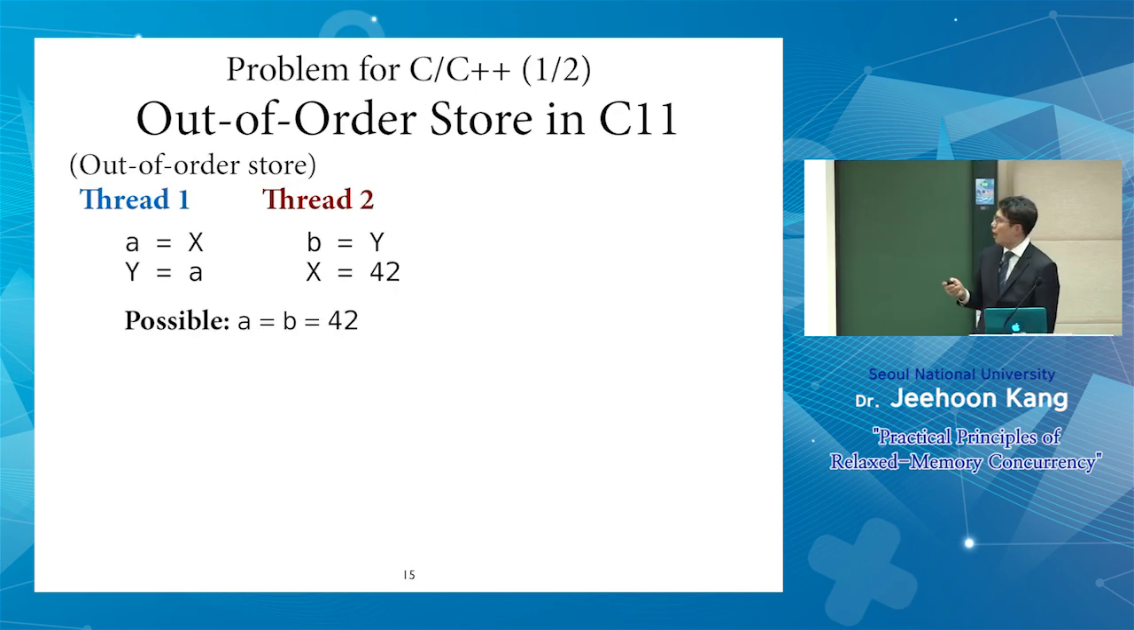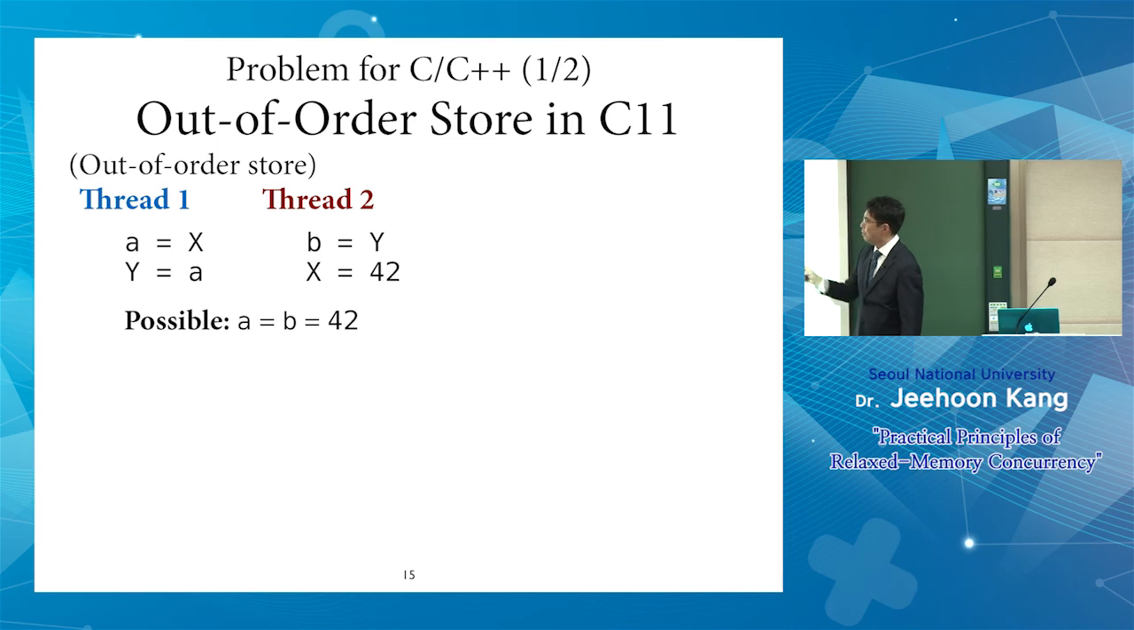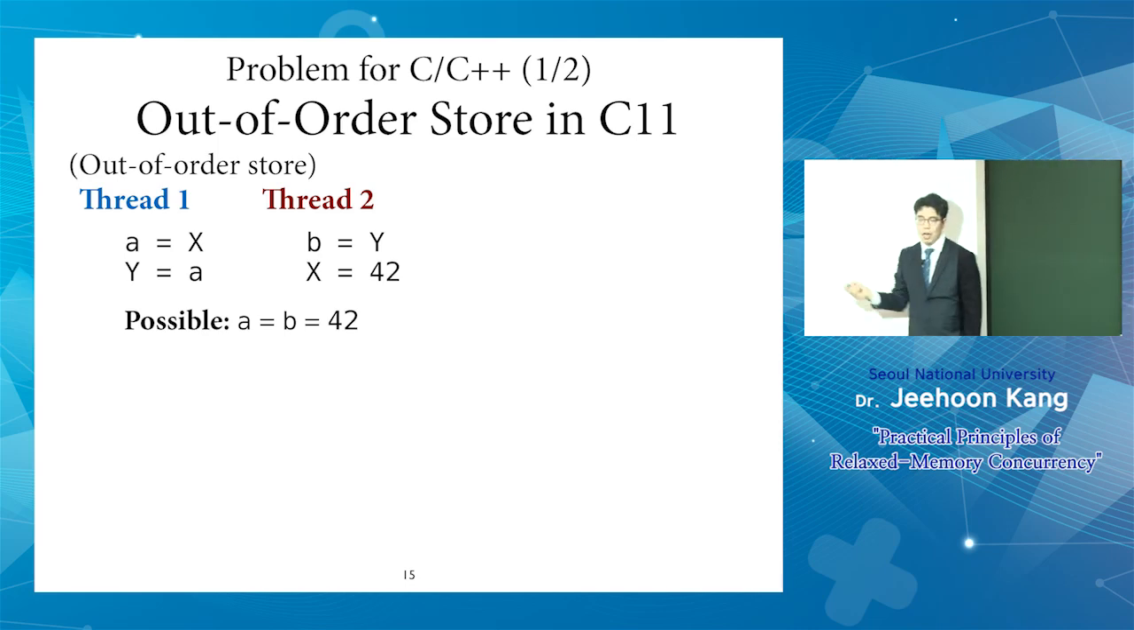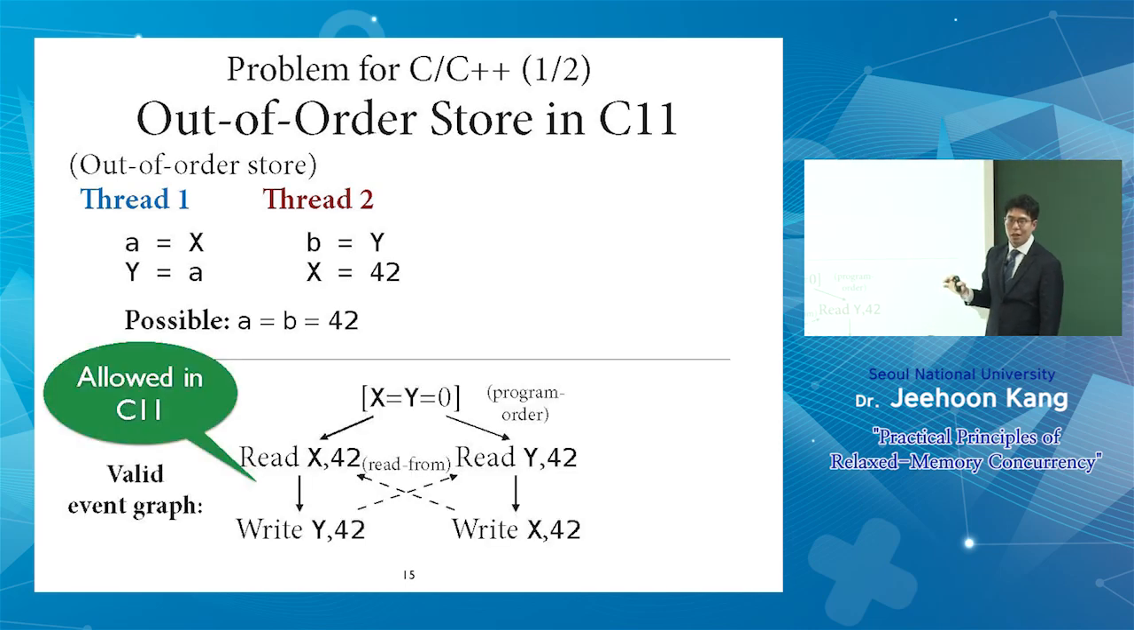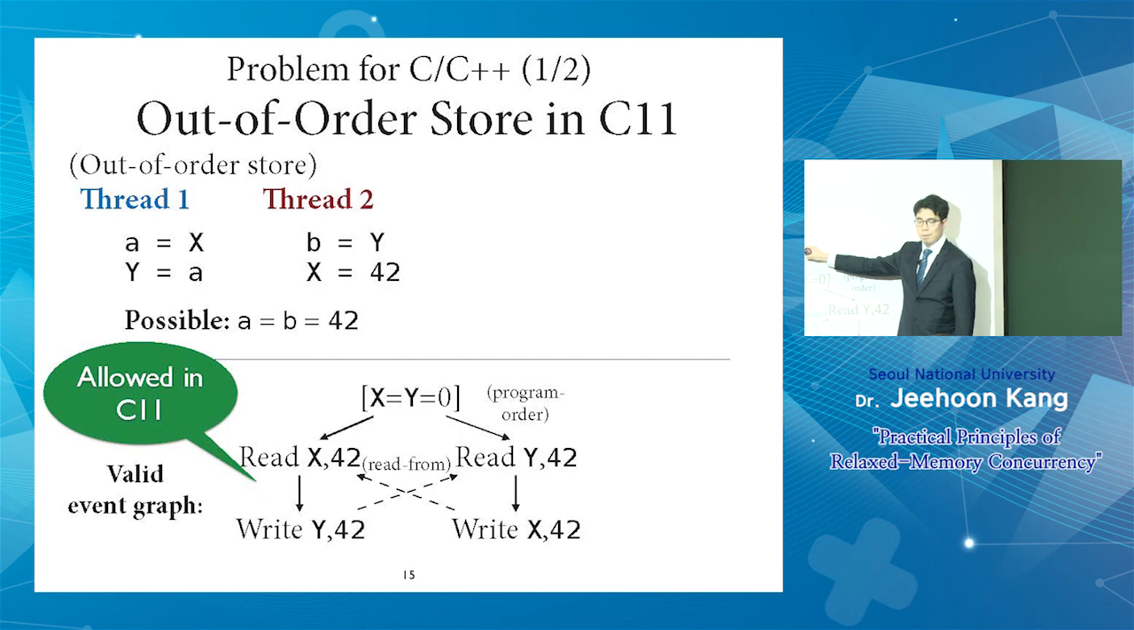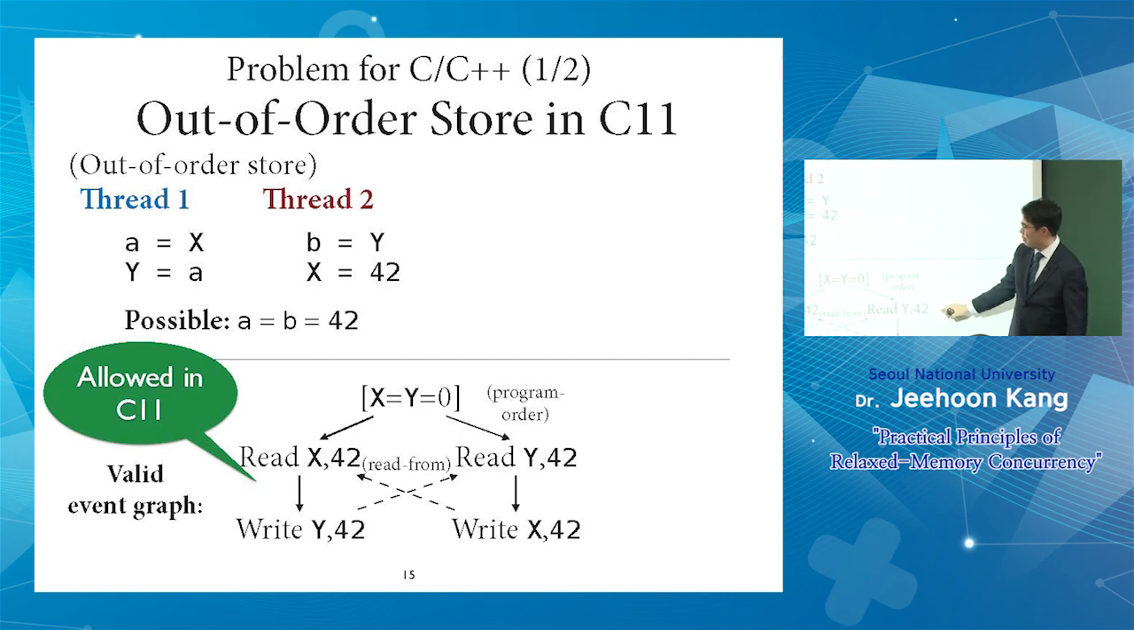I'll explain. In order to understand this problem better, I'll explain how this out-of-order store behavior is explained in the C standard model, which is called the C11 model. This behavior is possible in C11 because there exists a justifying event graph, a valid event graph for this behavior. Basically, this event graph is representing an execution of this program.